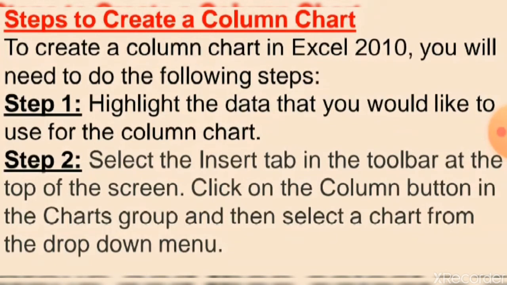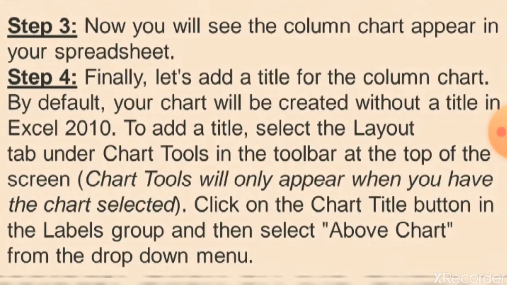Step 1. Highlight the data that you would like to use for the column chart. Step 2. Select the Insert tab in the toolbar at the top of the screen. Click on the Column button in the Chart group and then select a chart from the drop-down list. Step 3. Now you will see the column chart appear in your spreadsheet.